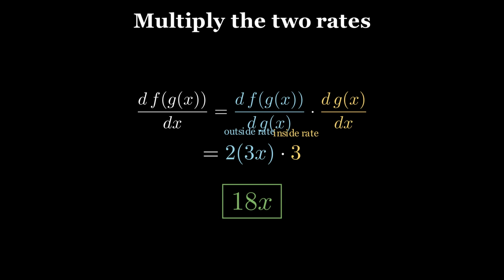In the end, we get 2 times 3x, which is the first part of our chain rule, and then you multiply that by 3, which is the rate of change of g of x. Because, again, it's in respect to x and not respect to g of x, and you know that the rate of change of g of x is 3. So you need to consider that and apply that proportionally to the overall rate of change in respect to x.